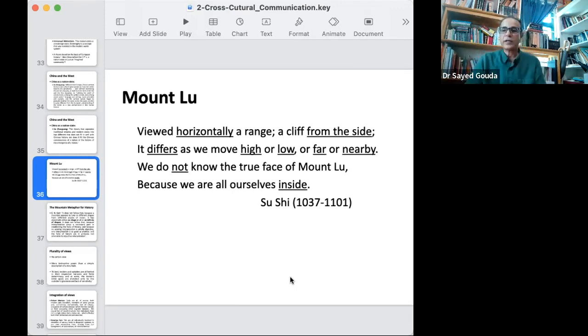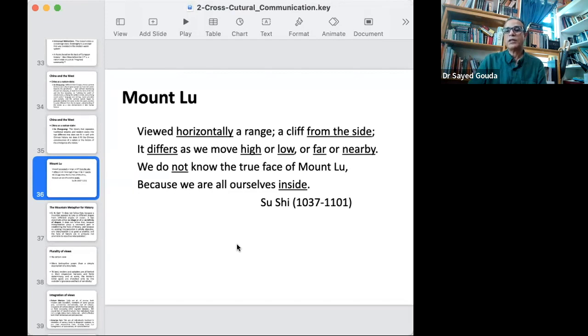Here, Zhang Longxi says that the poem doesn't say that outsiders will understand Mount Lu or see Mount Lu better, or have a better view of Mount Lu if they are distant. The poem doesn't say that. The poem just says that Mount Lu looks different from different perspectives. And no matter what perspective you use to look at Mount Lu, it will always look different. Whether you are inside or outside, it will look different.